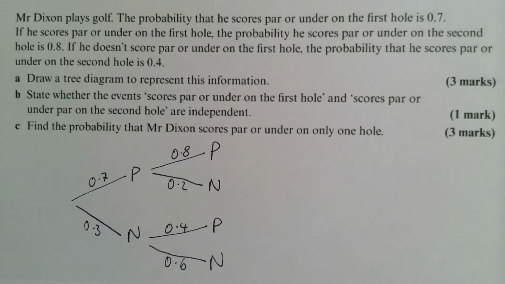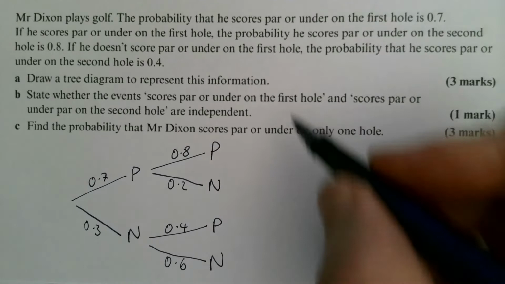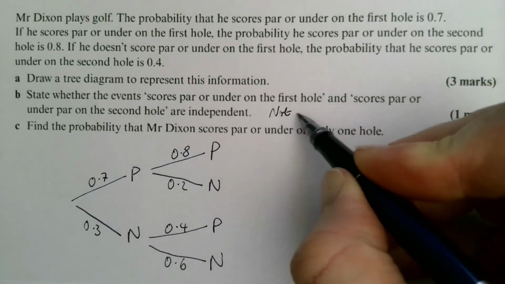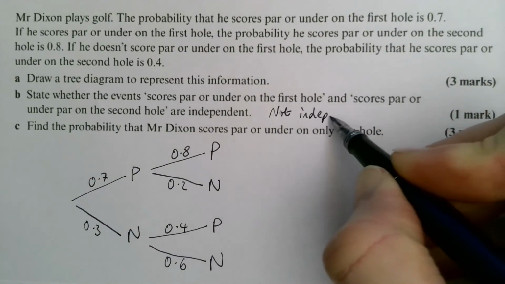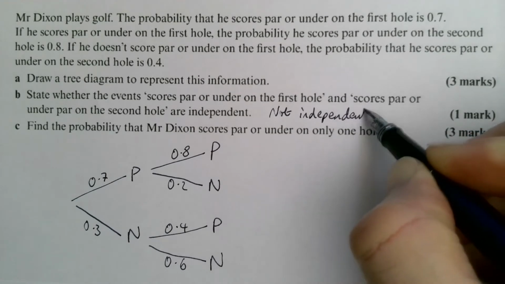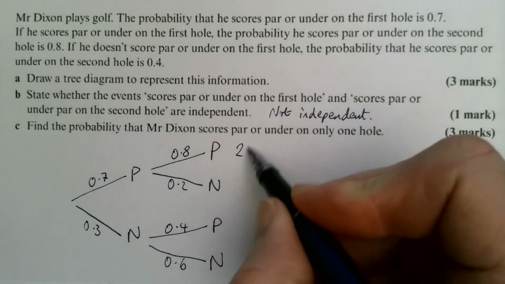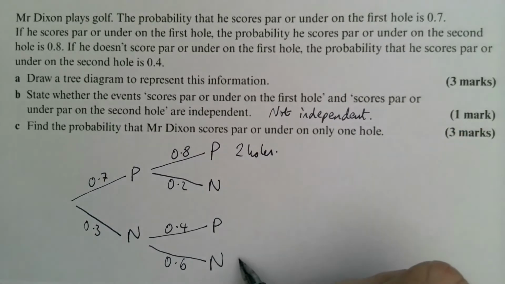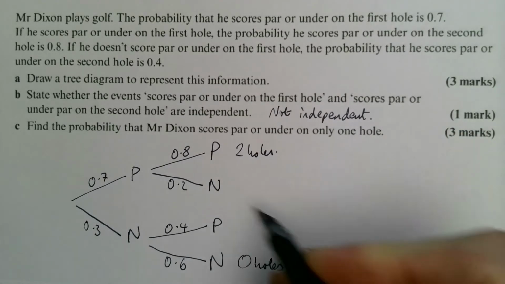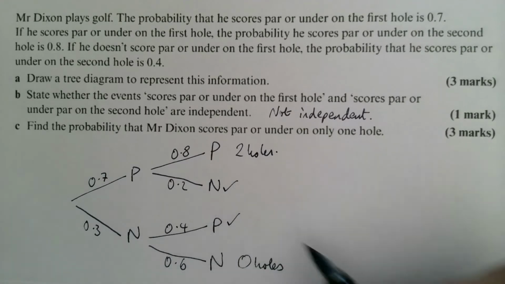All of this comes up to say, with the second part when it says state whether or not they're independent, they're not independent. If they were independent, how he did on one hole would not affect how well he does on the next hole, which it clearly has. Right, find the probability that Mr. Dixon scores par or under on only one hole. So this is 2 holes. This is no holes. So we are interested in that one and that one.